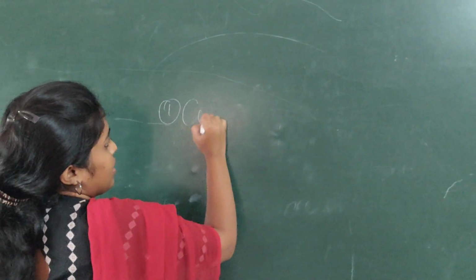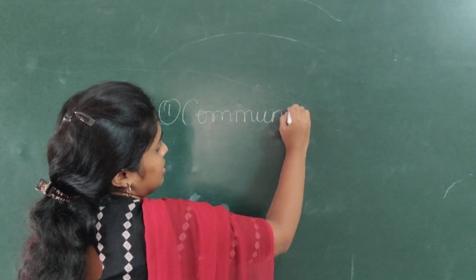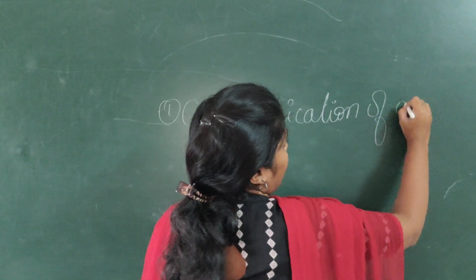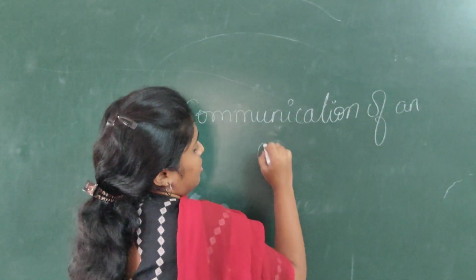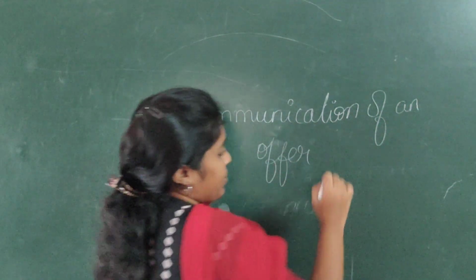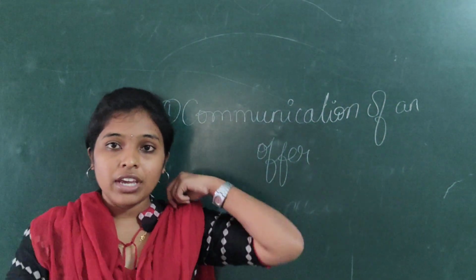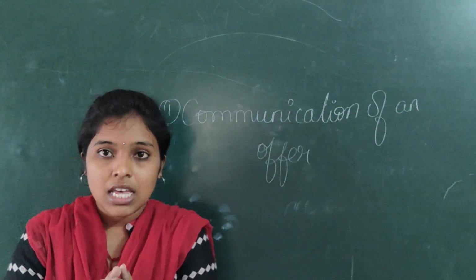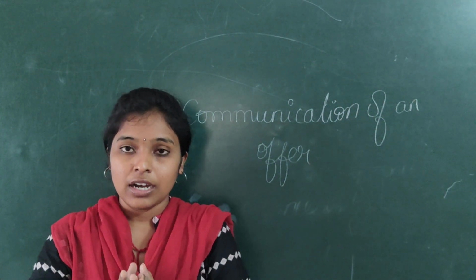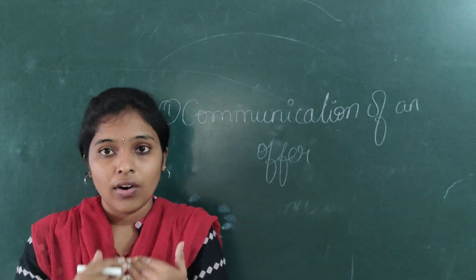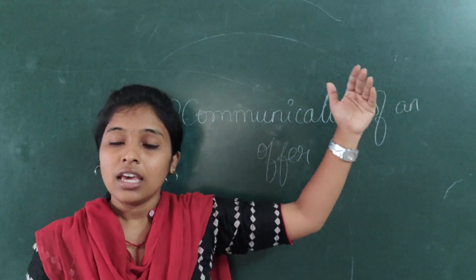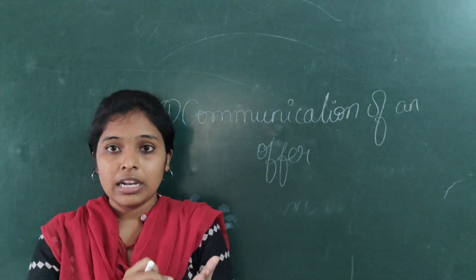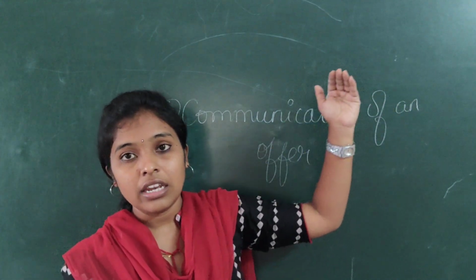First point, communication of offer. See, in this communication of offer, what it explains is, for example, I was there in Telangana, so I have an offer to some person X in Andhra Pradesh. So I am going to send an offer letter to person X in Andhra Pradesh.